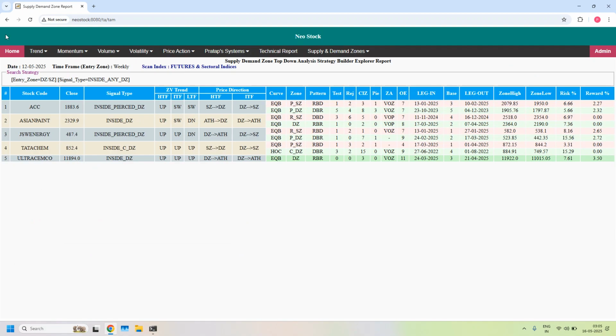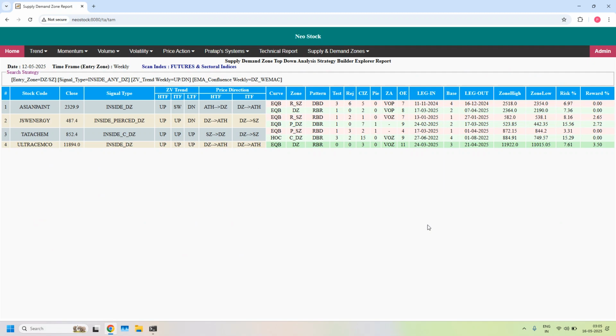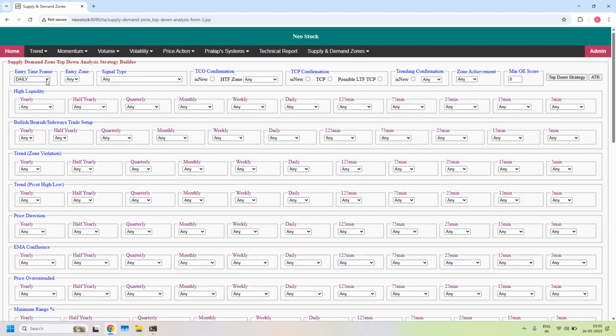We can further filter this list based on EMA Confluence. On weekly time frame, weekly demand zone with weekly EMA, and also the trend on the weekly should not be sideways. It can be up or down. We got 4 stocks. Next, price closed inside the weekly supply zone.